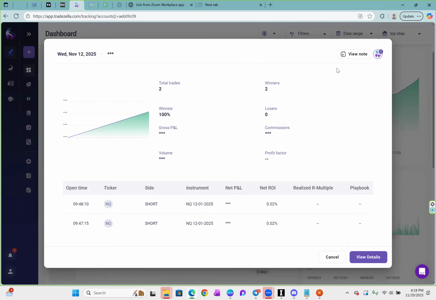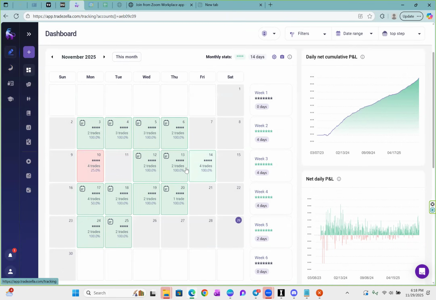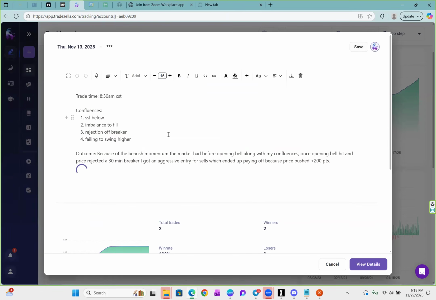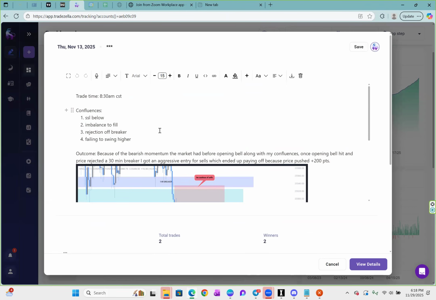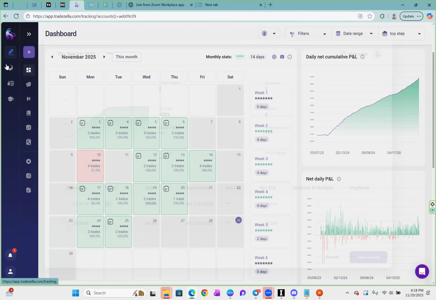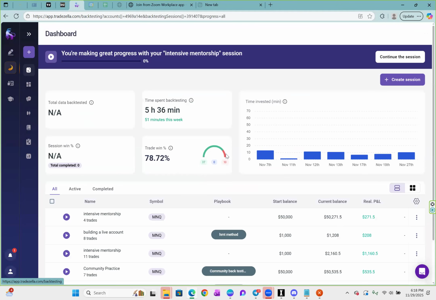So this is a really great way to just take control of your trading and journal what you're actually doing, right? So this is like a trade I took on Thursday, November 13th. Okay, but tonight we're going to be talking about the backtesting aspect of it.